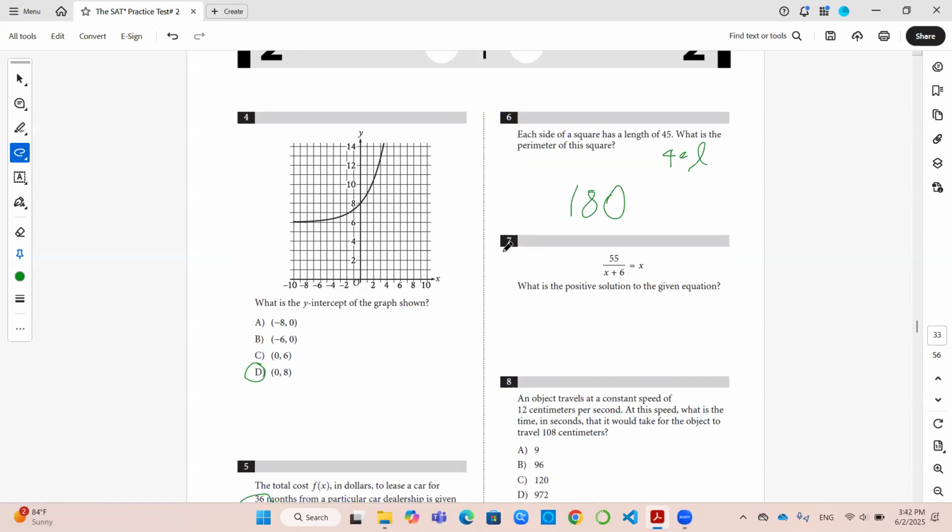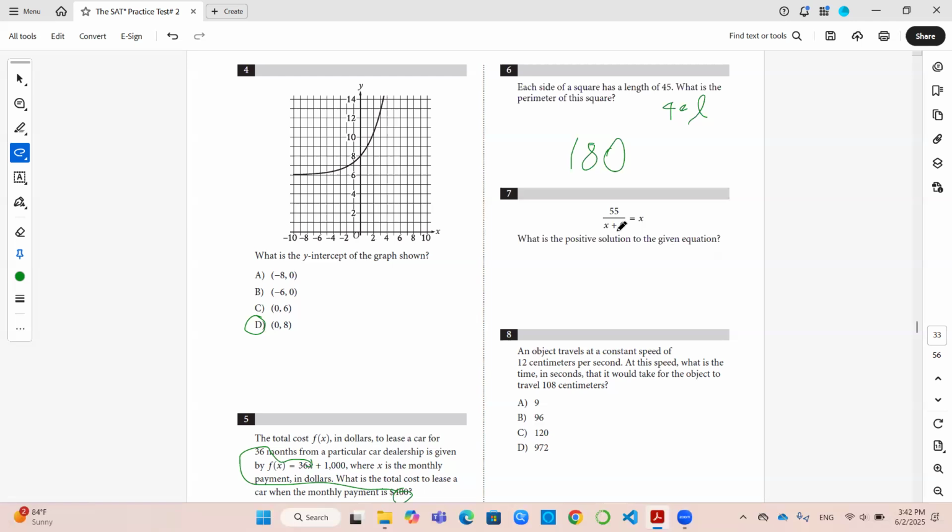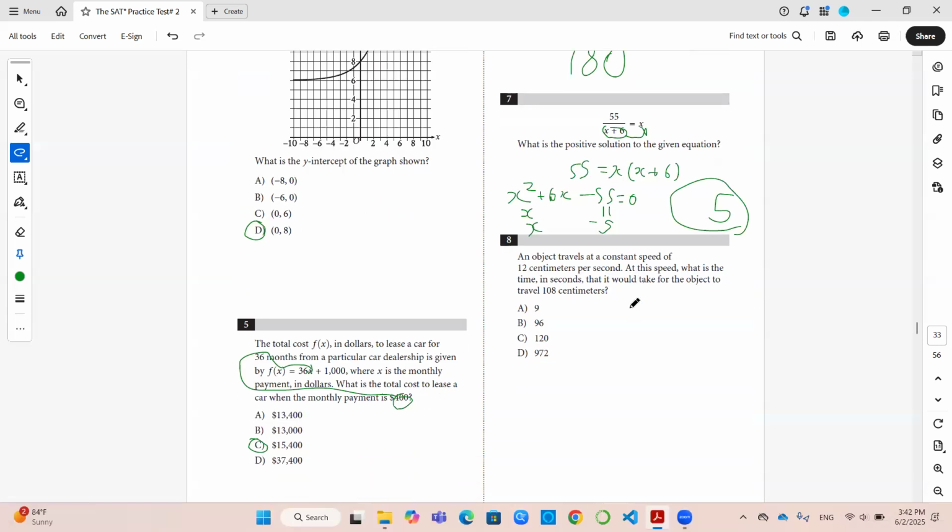Number seven, what is the positive solution to the given equation? I'm going to bring this guy over here by multiplying. So 55 is equal to x times x plus 6. Now I'm going to bring this guy to the right, so it becomes x squared plus 6x minus 55 is equal to 0. We have 11 and 5. Don't forget to put the minus here. And it's asking for the positive, so 5 is the correct answer.